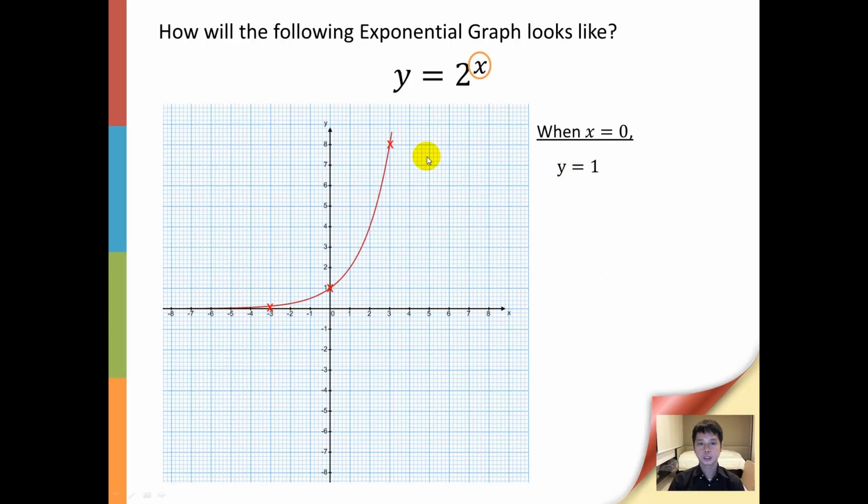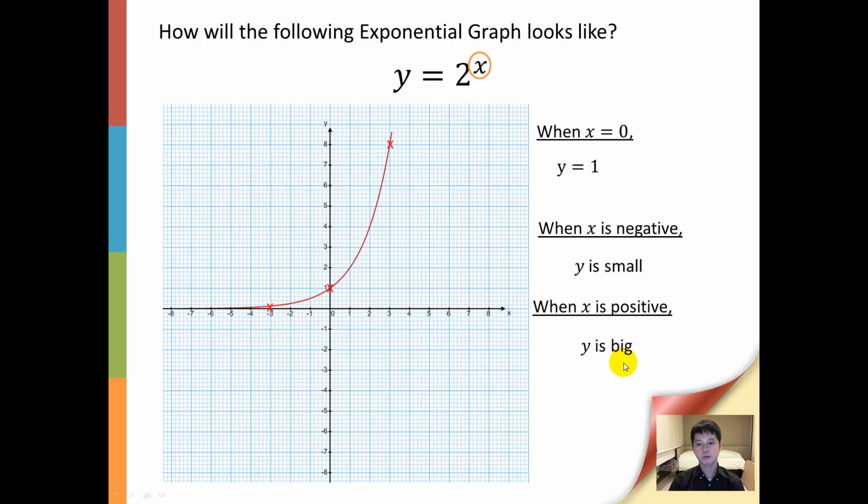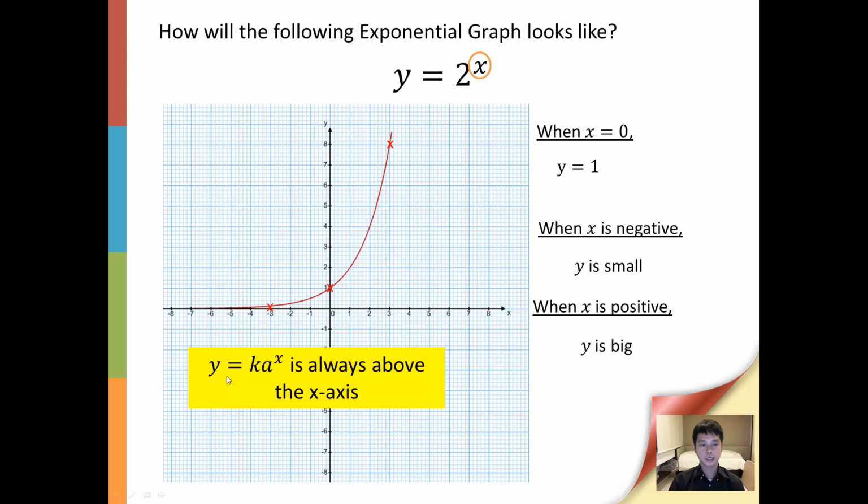So, how do we sketch this graph? To sketch this graph, we need to have 3 values. When x is 0, we will have y equals 1. When the value of x is negative, the value of y will be very small. And when the value of x is positive, the value of y will be very big. And hence, we can sketch the curve in this way. Do note that the exponential curve will always be above the x-axis.